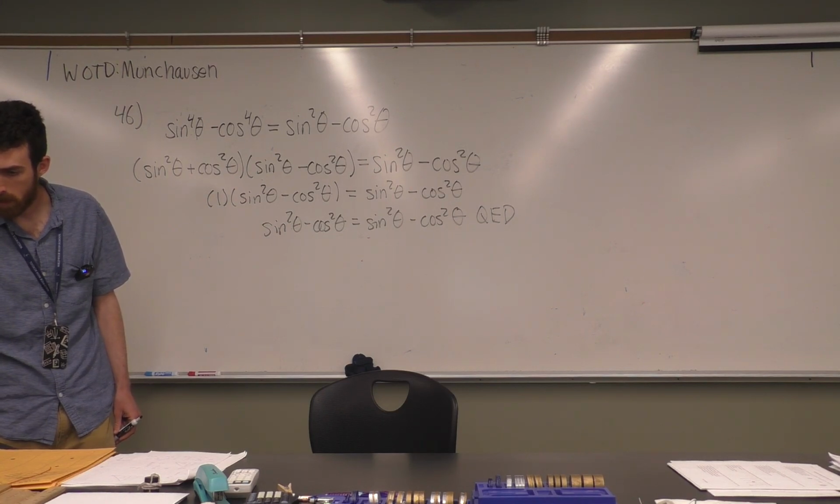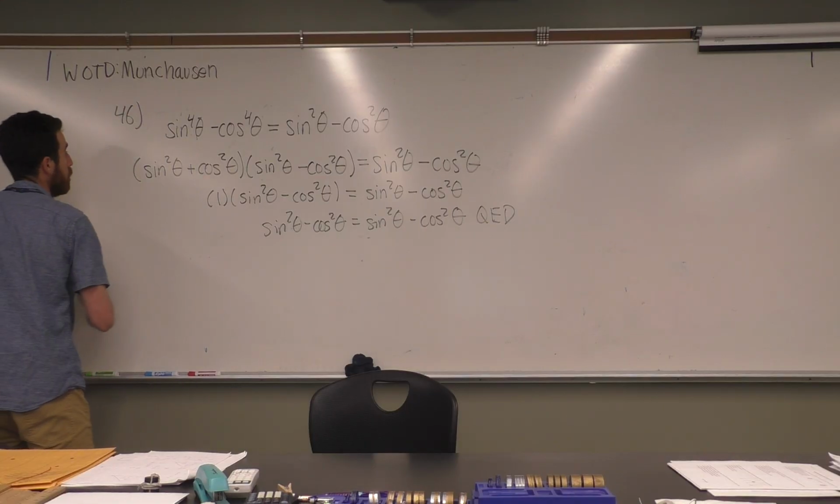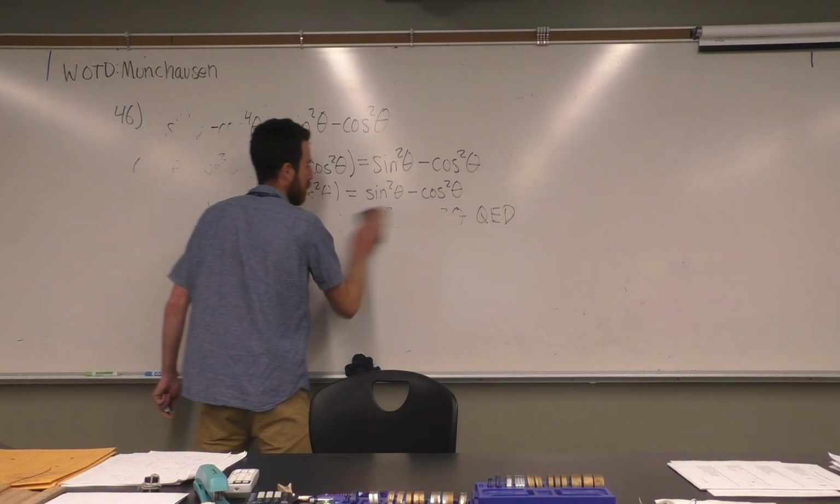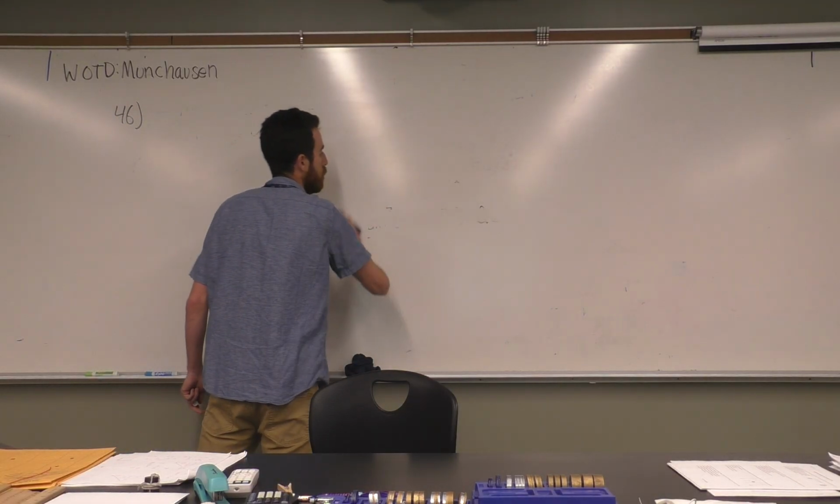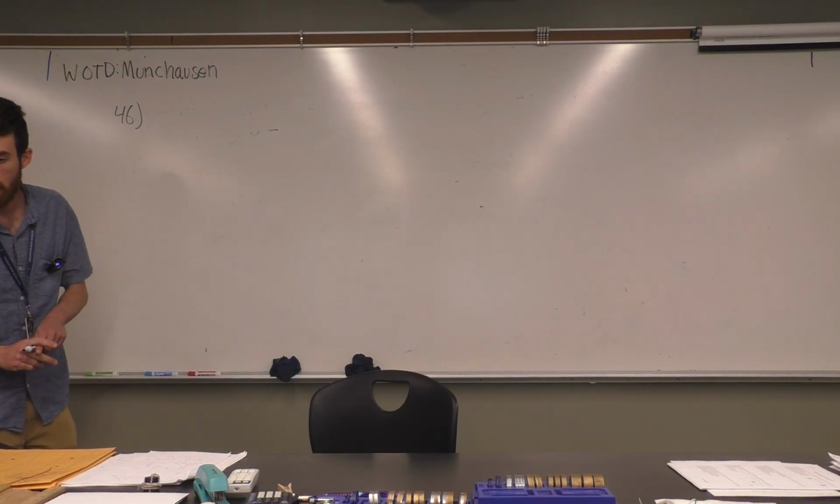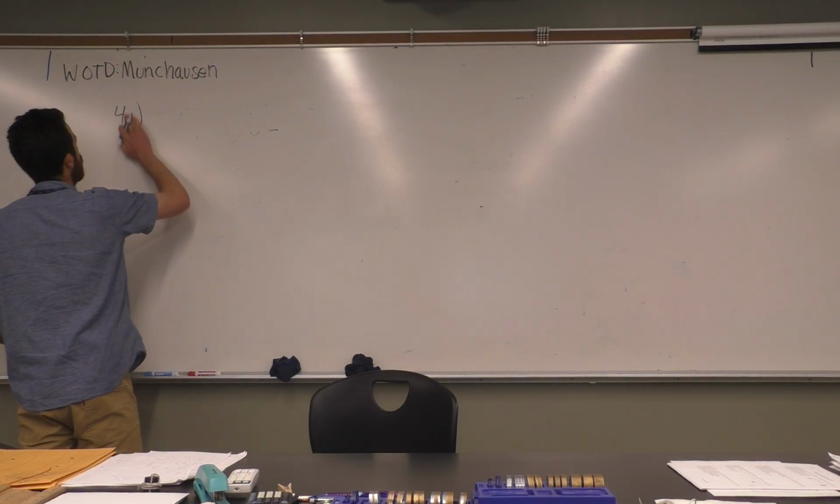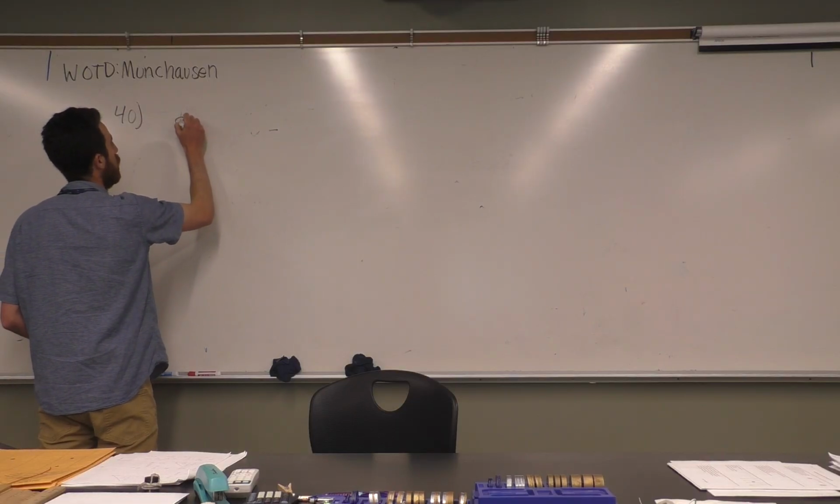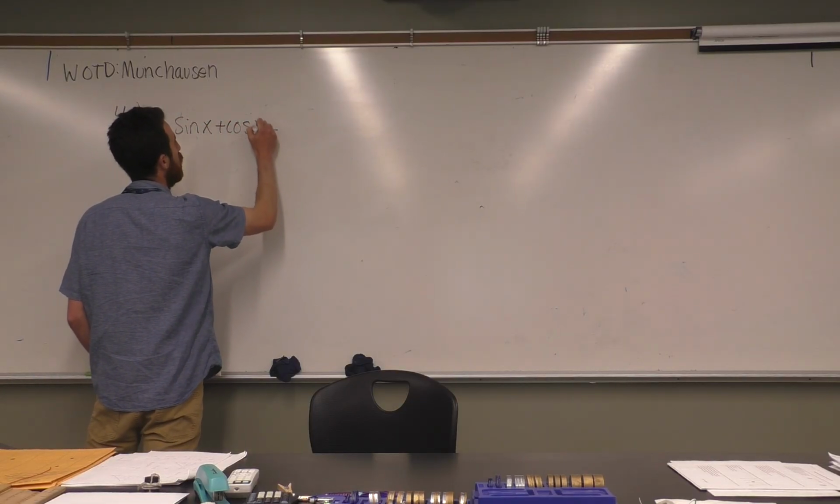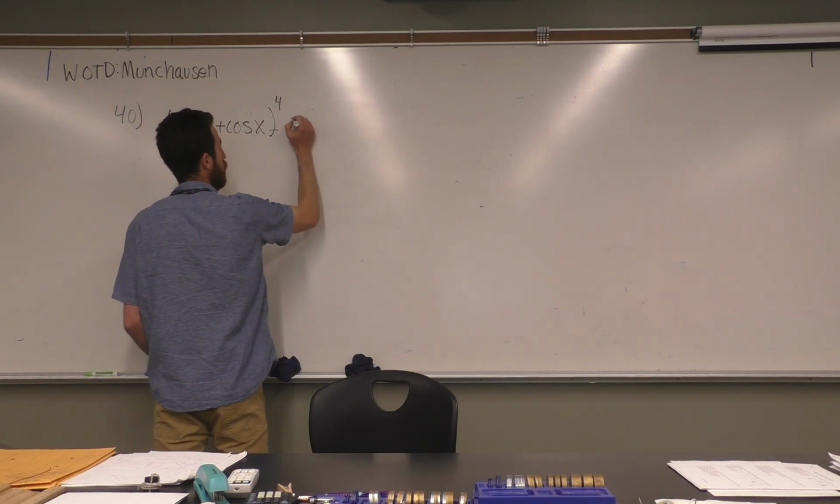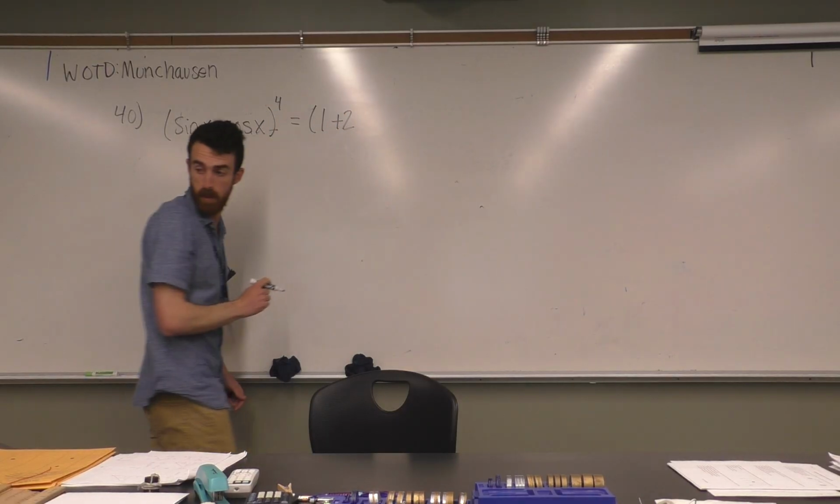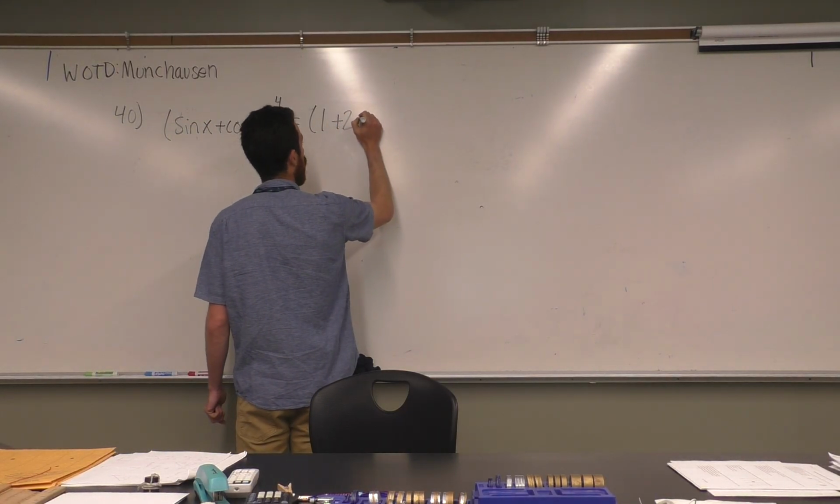What looked good that I looked at? 40. Going out of order. 40 for sure. 40 is sine of x plus cosine of x, quantity squared, to the fourth, isn't it? To the fourth equals 1 plus 2 sine of x cosine of x squared.